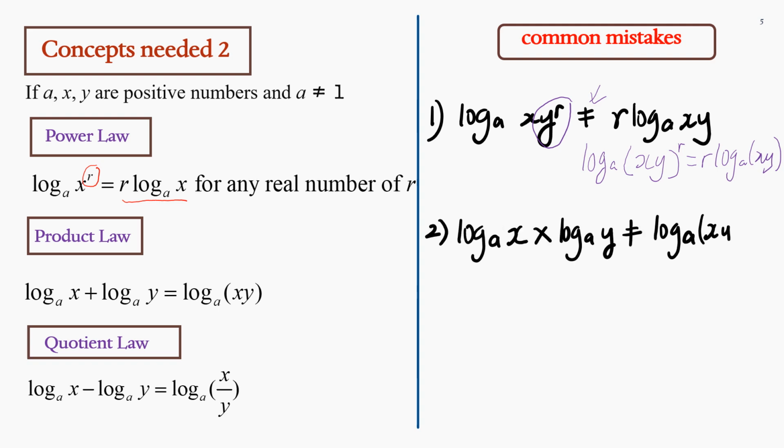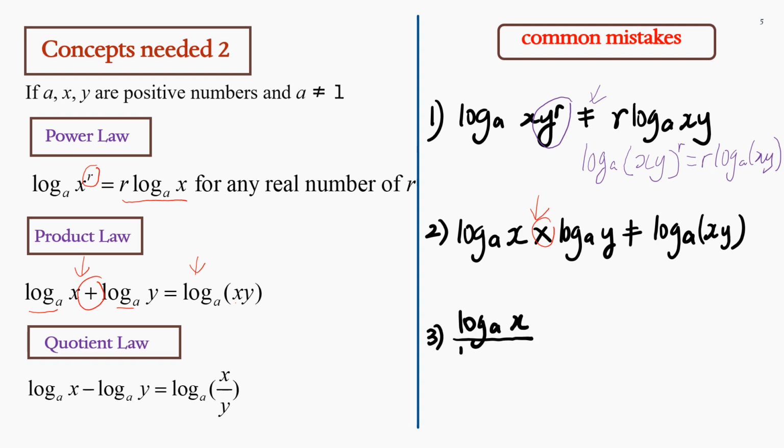Common mistake number 2. Can you see the mistake here? This operation has to be plus: 2 logs added together give you 1 single log. You start off with 2 logs, same base, must be the same base, base a. The middle operation is plus, so you can combine into 1 single log and it becomes x times y. So mistake number 2 is this is wrong. It cannot be times, it has to be plus.